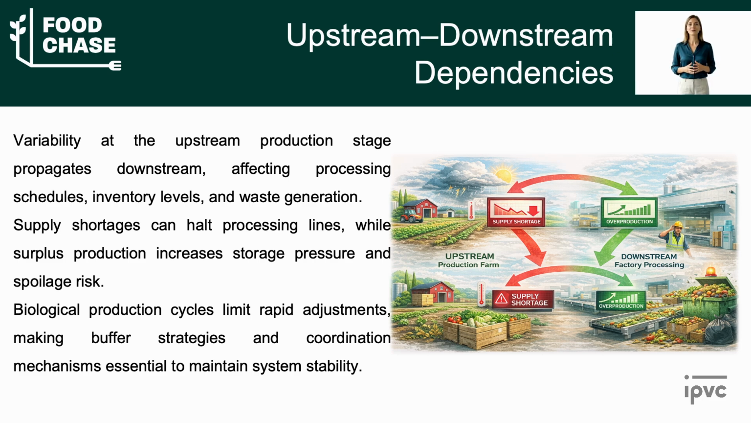Upstream and downstream stages are tightly interconnected. Variability at the production stage propagates through the chain, affecting processing schedules and inventory levels. Shortages can halt production lines, while surpluses increase storage pressure and spoilage risk. Because biological production cycles limit rapid adjustment, buffer strategies and coordination mechanisms are essential for maintaining stability.